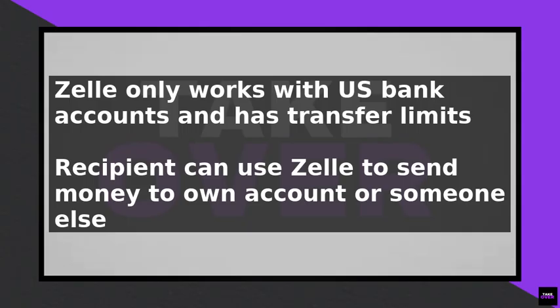In conclusion, transferring money from WorldRemit to Zelle is a two-step process that involves sending money to the recipient's bank account using WorldRemit, and then the recipient using Zelle to transfer the money to their own bank account or to someone else. By following these steps, you can easily transfer money from WorldRemit to Zelle.